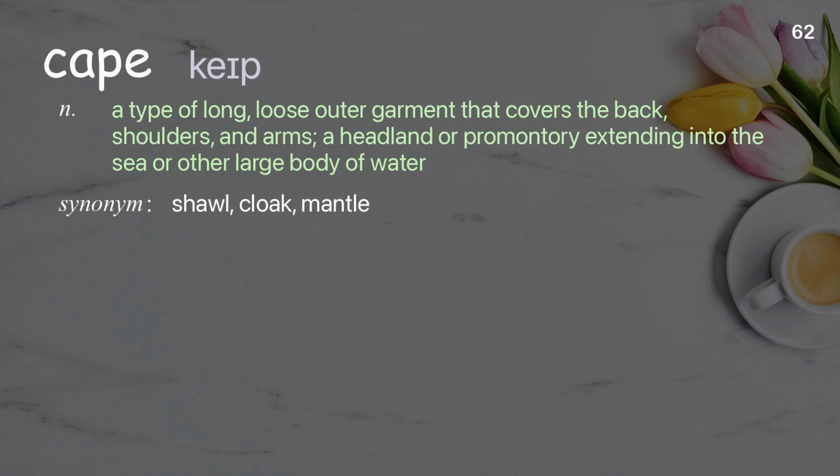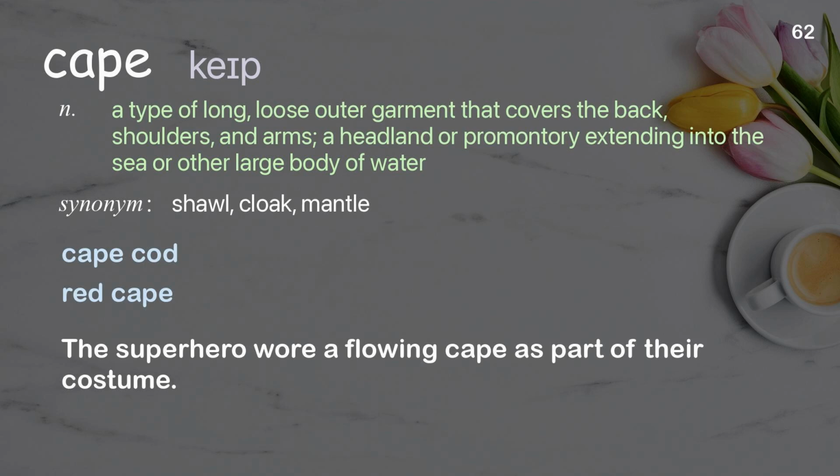Cape. A type of long, loose outer garment that covers the back, shoulders, and arms; a headland or promontory extending into the sea or other large body of water. Examples: Cape Cod. Red cape. The superhero wore a flowing cape as part of their costume.